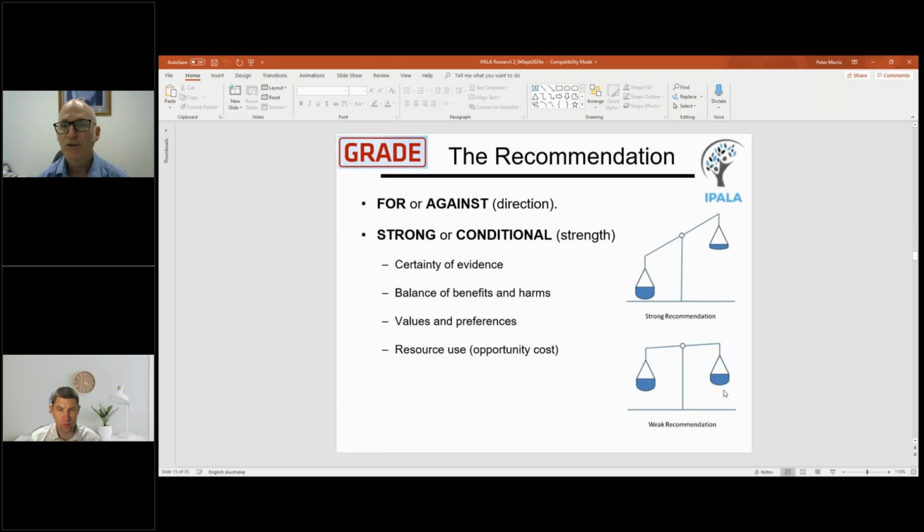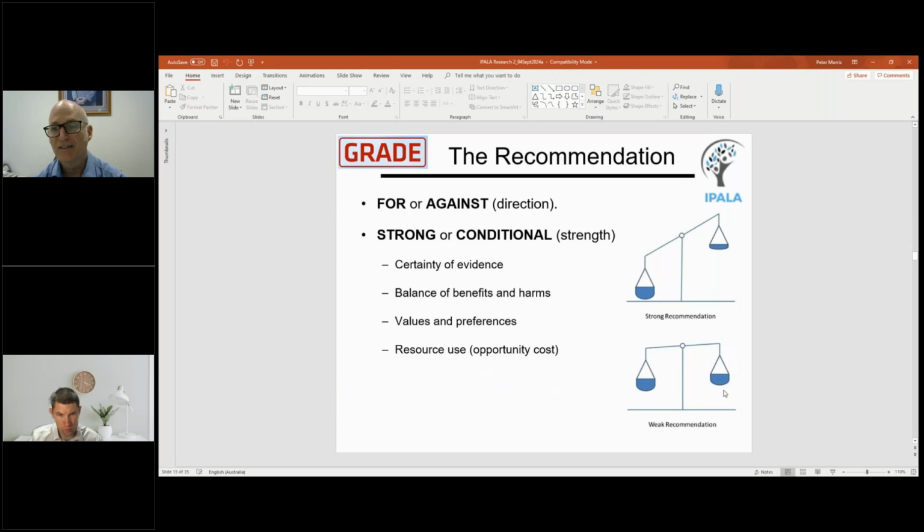So once you've looked at your certainty, you then move on to your recommendation. This is within the guideline phase. Firstly, the guideline groups decide whether they want to recommend for or against the intervention or the action. And then they need to decide whether they want to make a strong recommendation or a conditional or weak recommendation. And they make this decision based on 4 factors.